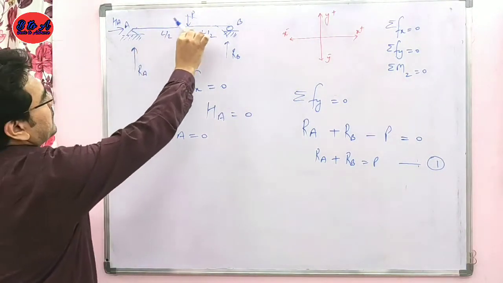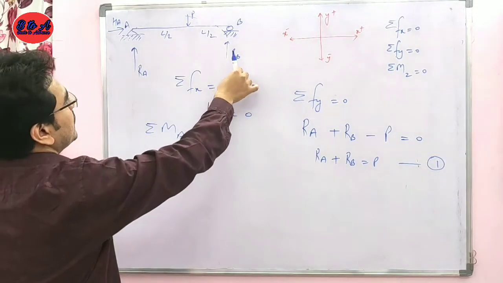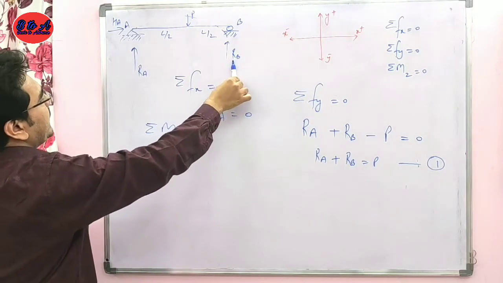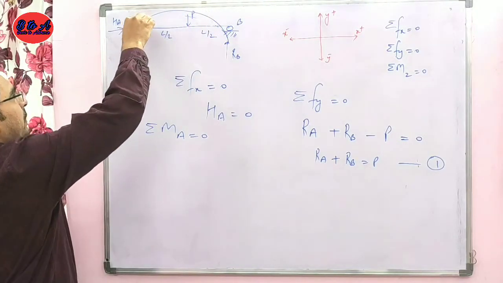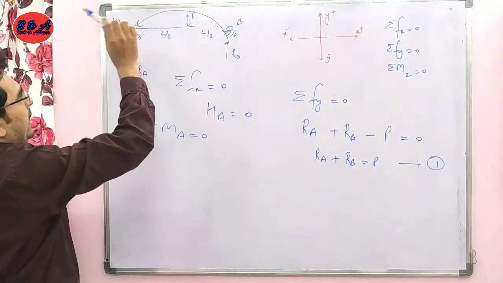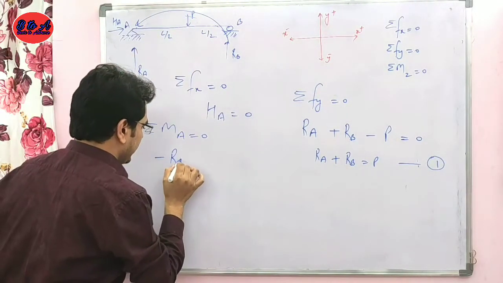इस पॉइंट पर डिफरेंट लोड्स की वजह से हम मूवमेंट कैलकुलेट करते हैं. चलिए, now this RB will provide an anti-clockwise movement at a point A. So I will take it as a negative, that is the minus RB.